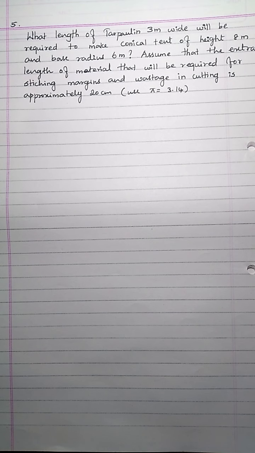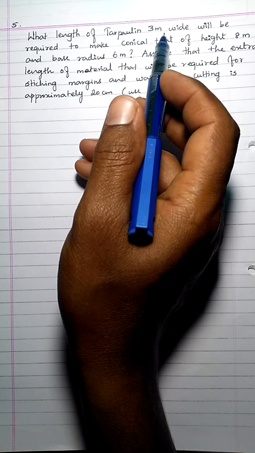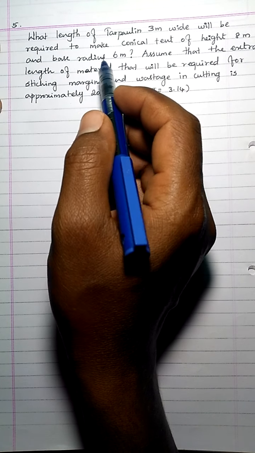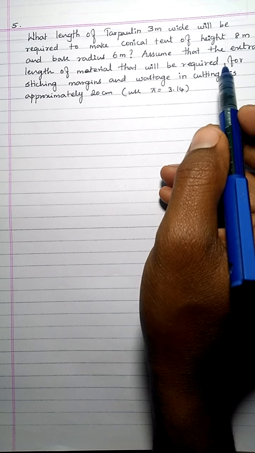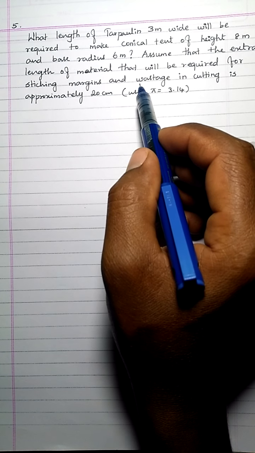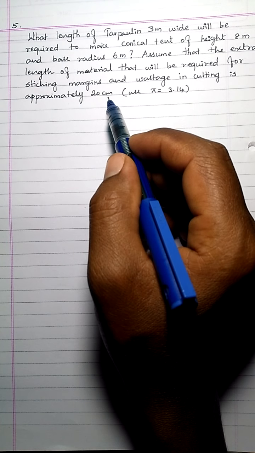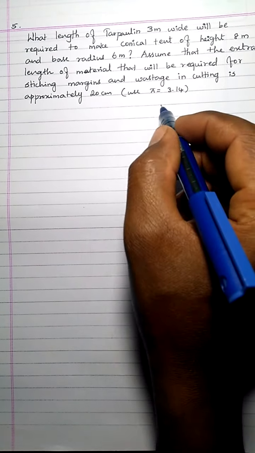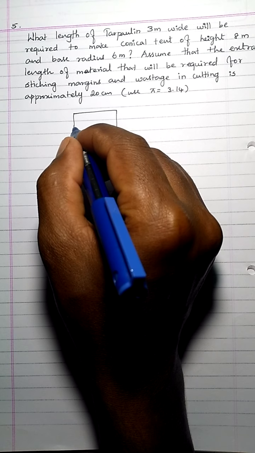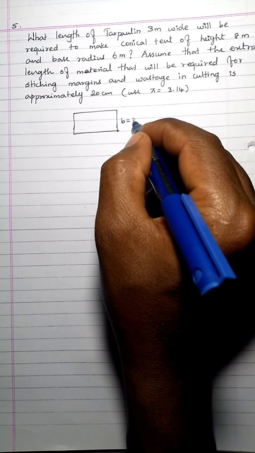Here we have question number 5. Let's read the question. What length of tarpaulin 3 meter wide will be required to make a conical tent of height 8 meter and base radius 6 meter? Assume that the extra length of material that will be required for stitching, margins and cutting and wastage in cutting is approximately 20 centimeters. So they are taking one tarpaulin. Tarpaulin, we know, will be in the shape of a rectangle only. The width, or we can take it as breadth, is given as 3 meter.